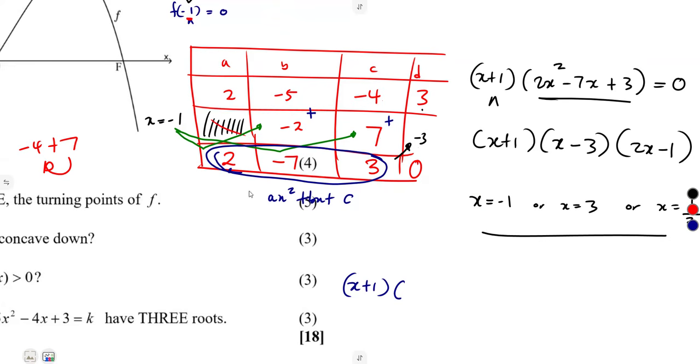Our a is 2. So that's 2x squared. Our b is negative 7. So that's negative 7x. Our c is the constant, which is what? Which is 3. So this is what you're going to have. As you can see, we are back to this one that we had here. And that is equal to what? That is equal to 0. You can solve from there, from what we are having.